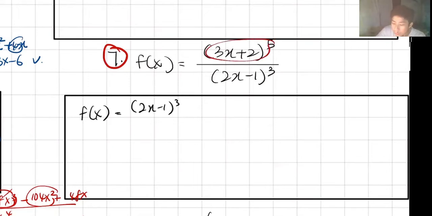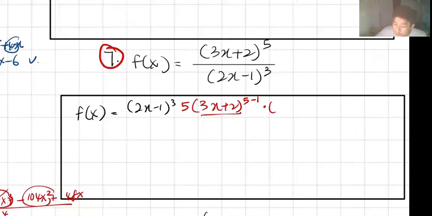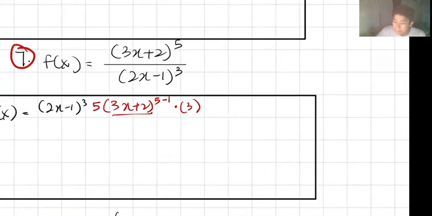How do you differentiate the top? This is a power chain rule. If you're not sure, refer to my previous video. How do you do the power chain rule? You bring a 5 down for multiplication. Then you copy everything. Power minus 1. Then you times the differentiation inside the bracket here, which is 3. Okay. Then I minus.